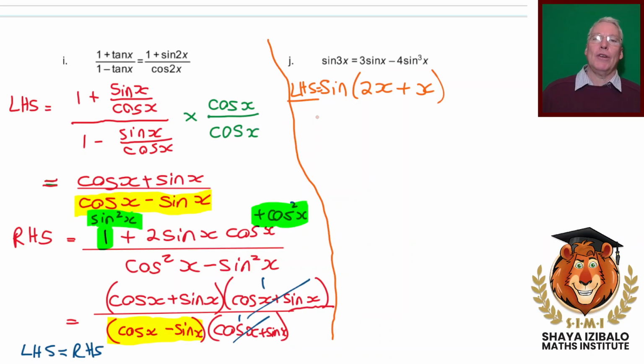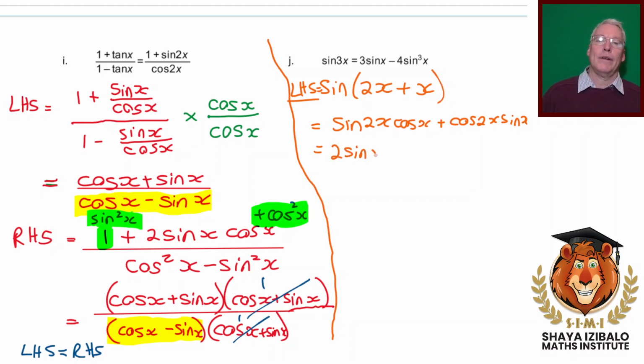Okay, so here we go. Let's have a look. sin(2x + x) is sin 2x cos x plus cos 2x sin x. Now sin 2x we know is 2 sin x cos x. And then there's another cos x, so 2 sin x cos squared x.